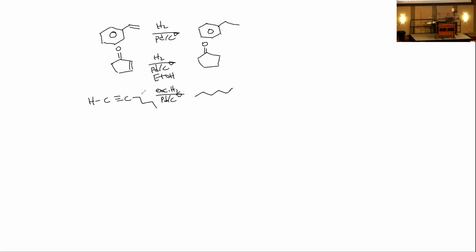Yes? What, sorry? Excess, EXC period. Or you could put 2H2. That's also acceptable. You need at least 2 mole equivalents to get rid of the triple bond. Because if you used any less, you'd get a mixture. You'd get some of the alkane, some of the alkene, and some unreacted alkyne. So you do need to use an excess.